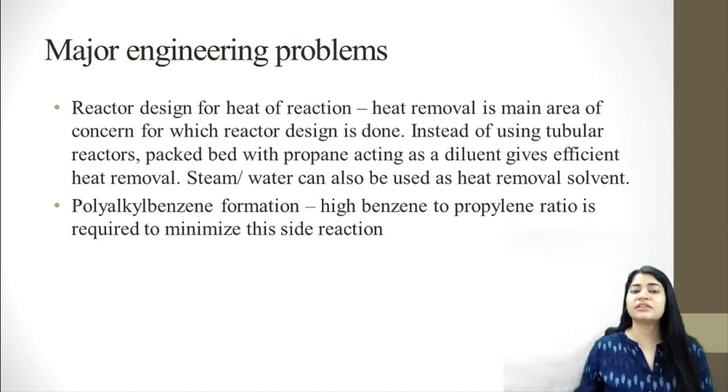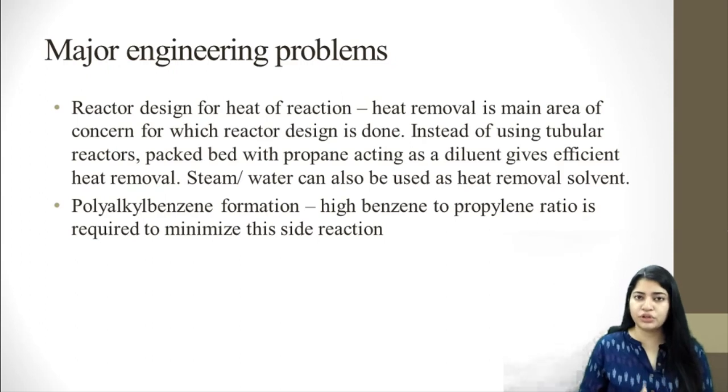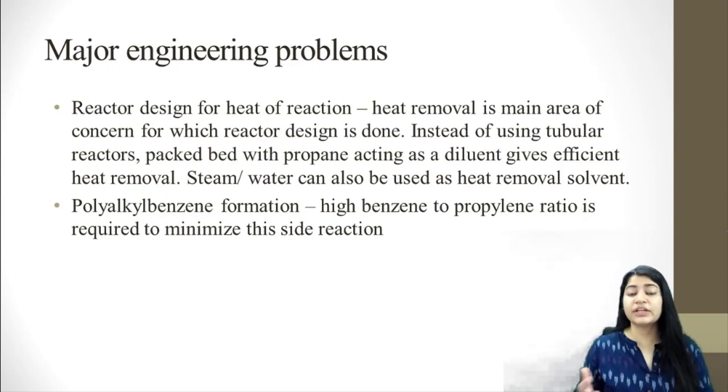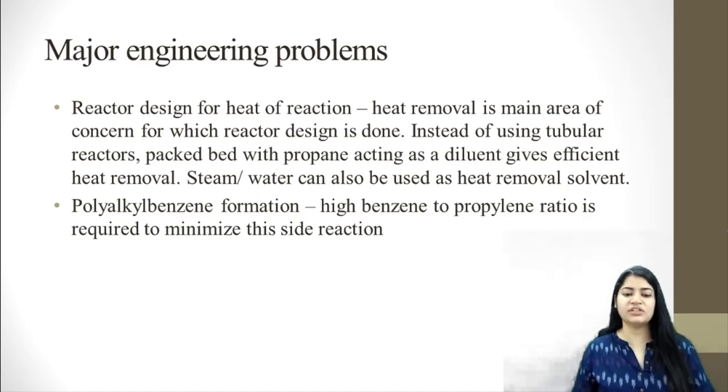The next major engineering problem is your polyalkyl benzene formation, right? It is an undesired product which you're obtaining. To overcome that, you can keep the reactant ratio of benzene to propylene high. Because of that, your side reaction should stop. So these are the major engineering problems associated with cumene production.